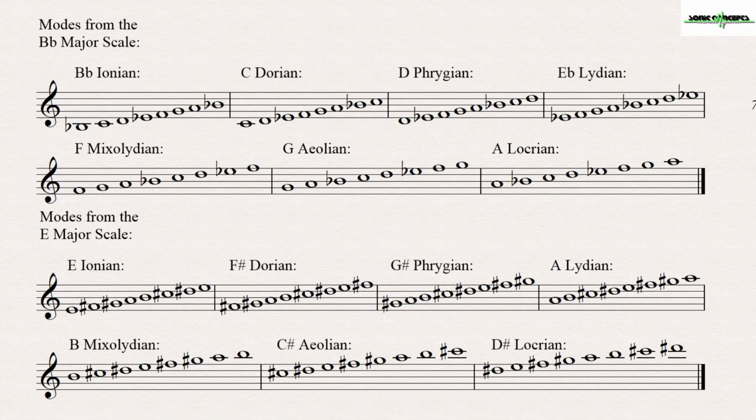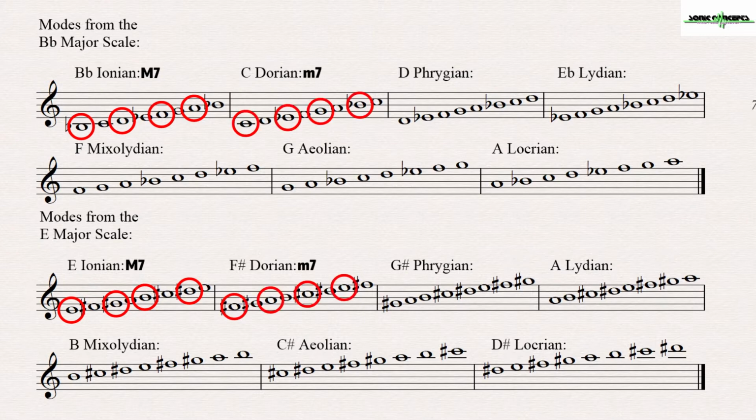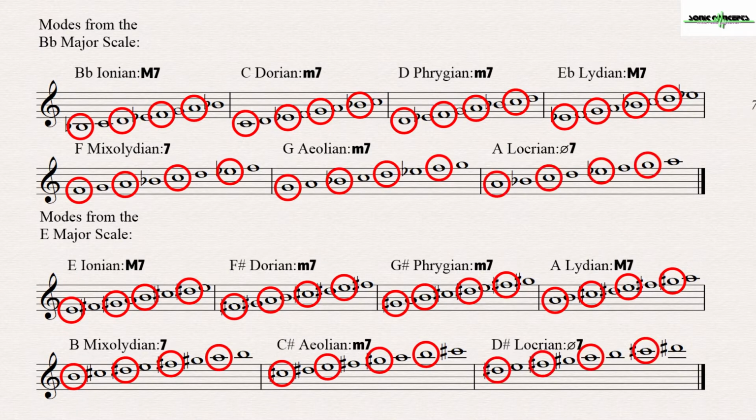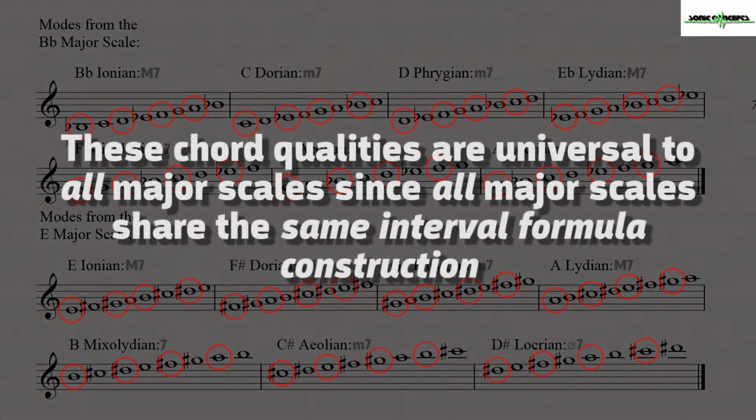In both the B-flat and E major scales, notice the chord built on the first scale degree of the parent major scale is always a major 7th. The chord on the second scale degree is always a minor 7th. The third scale degree, a minor 7th. Fourth, major 7th. Fifth, dominant 7th. Sixth, minor 7th. And 7th, half diminished 7th. These chord qualities are universal to all major scales since all major scales share the same interval formula construction.